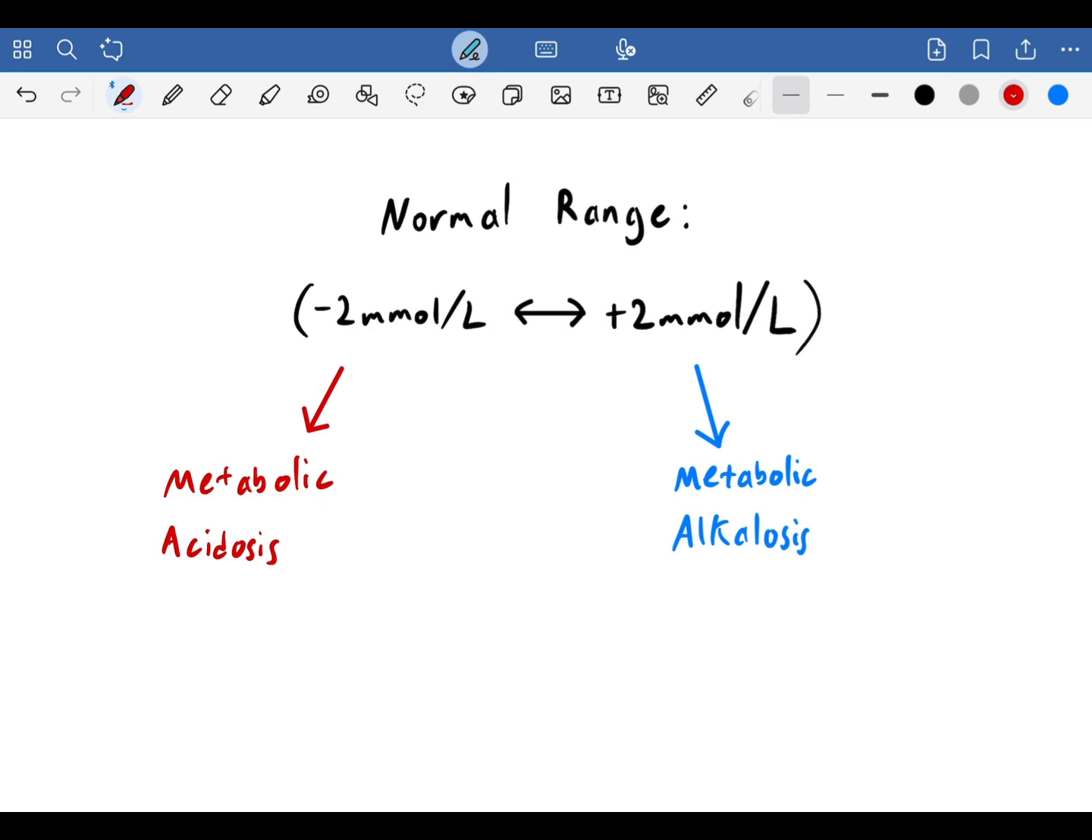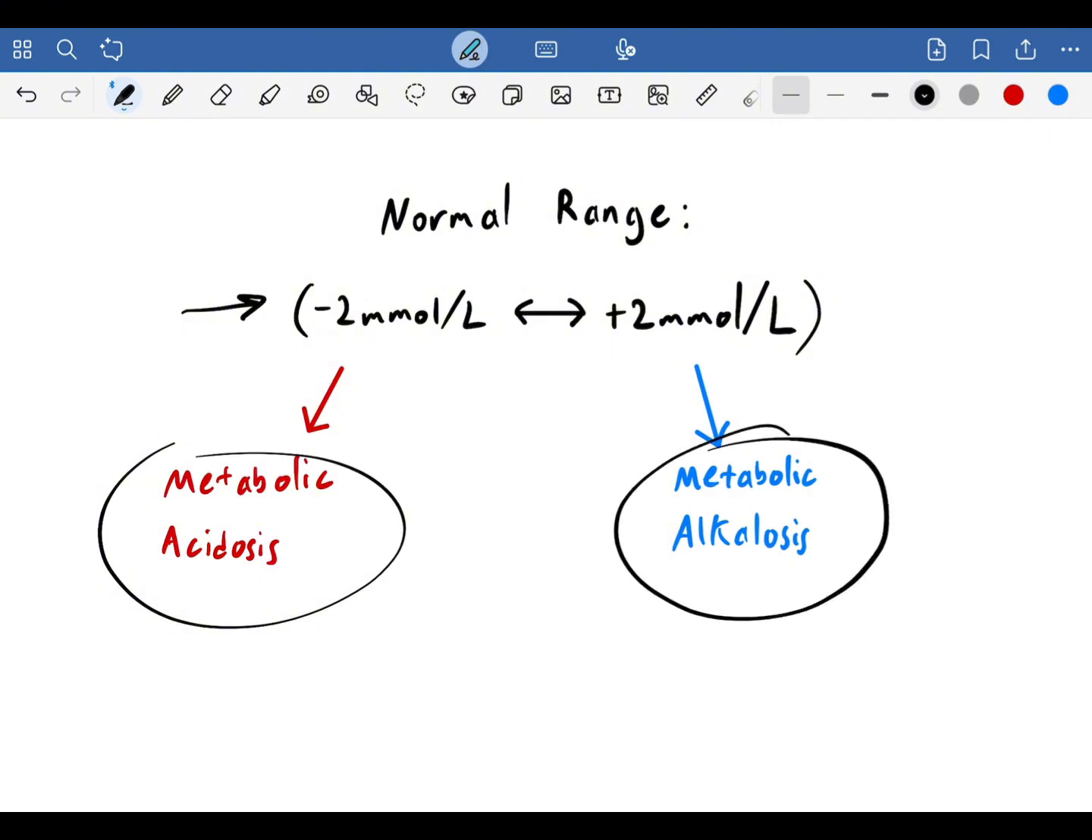And again, the important thing to know here is that if the base excess is more negative than -2, you have a metabolic acidosis. If the base excess is greater than +2, you have a metabolic alkalosis, right? So again, normal range here. If it's more negative than -2, you have an acidosis. If you are more positive than 2, you have a metabolic alkalosis.